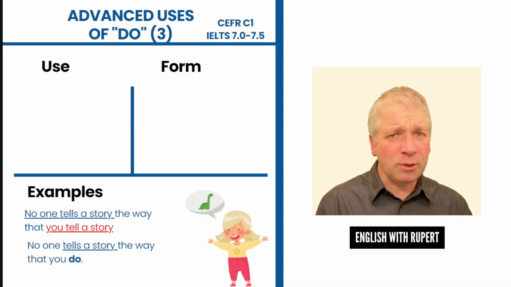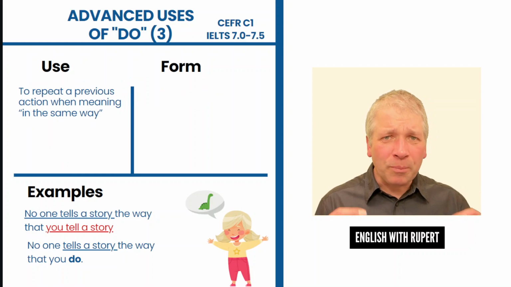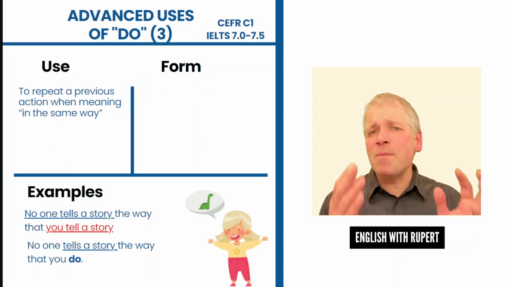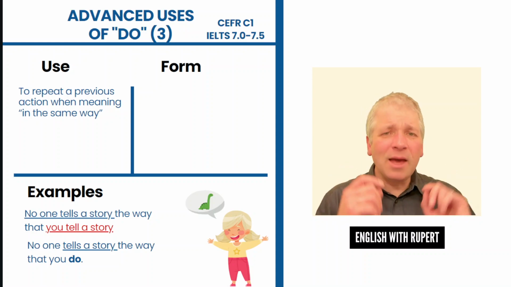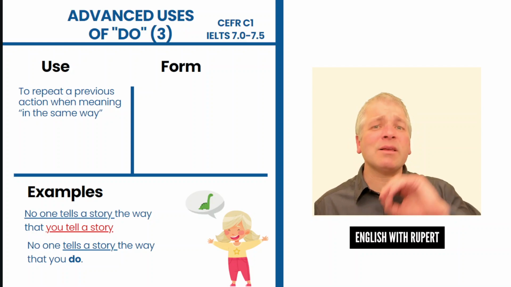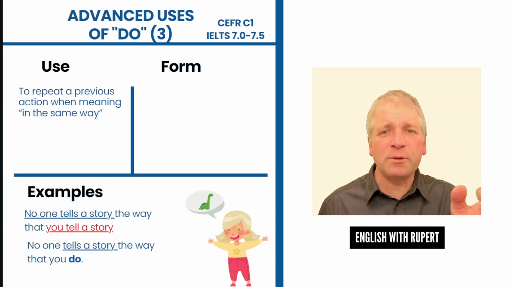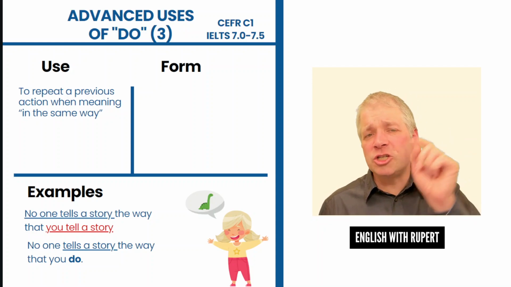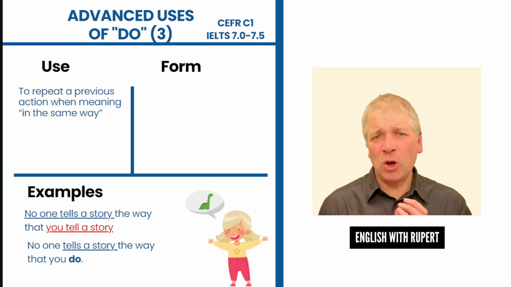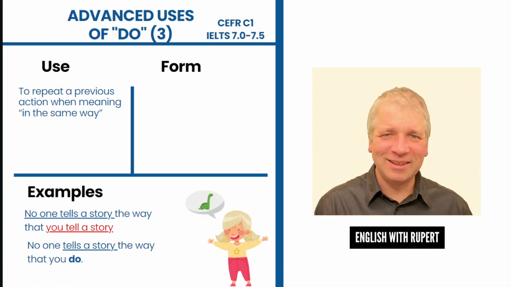And we can use do or does for this use, to repeat a previous action when meaning in the same way. So here, tell a story was the same as tell a story in the first part. The second part was the same as the first part. So here, do is used as a replacement word, showing that I am repeating the first, tell a story. Here's the form.